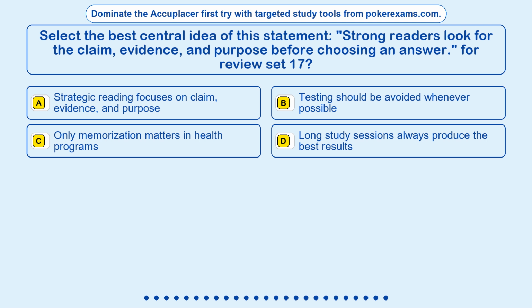For review set 17. Option A, strategic reading focuses on claim, evidence, and purpose. Option B, testing should be avoided whenever possible. Option C, only memorization matters in health programs. Option D, long study sessions always produce the best results.